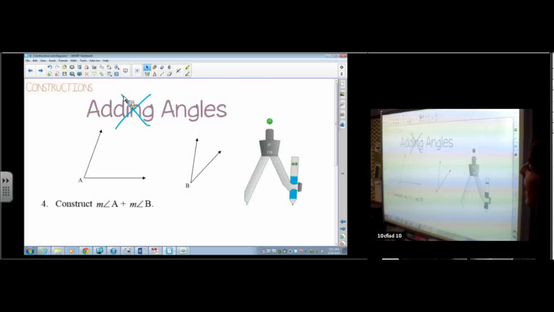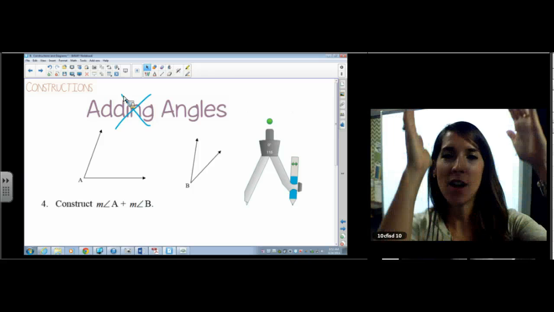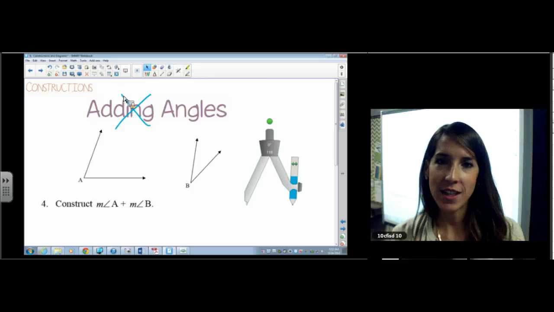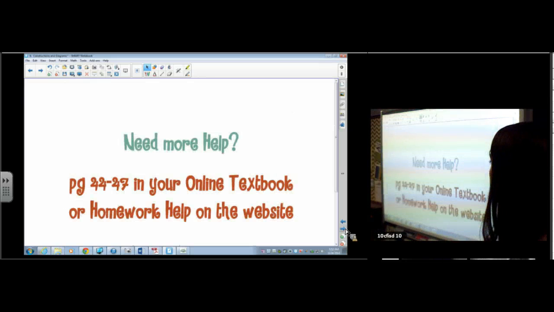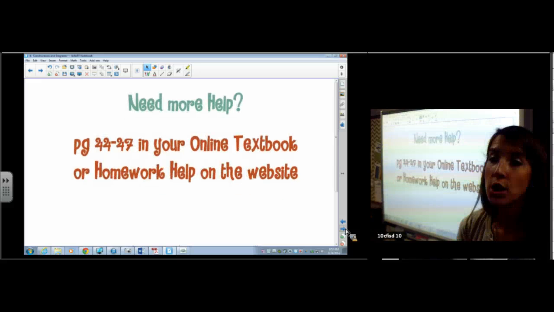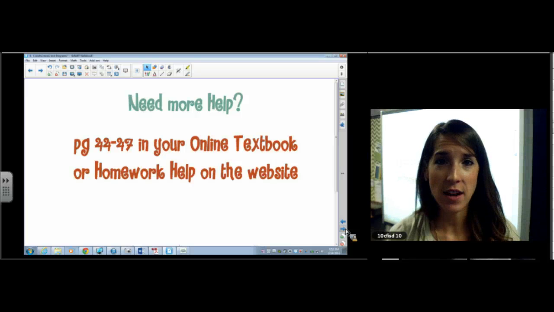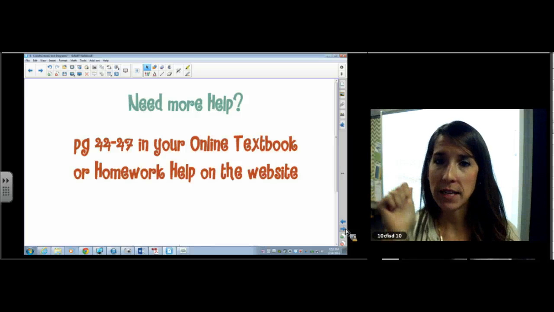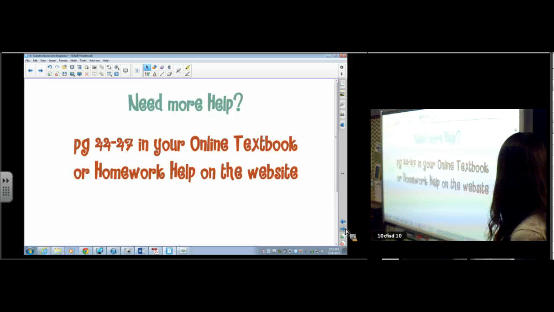You don't need to know how to add angles for tomorrow, but really you would just copy the angle, and then you would just copy the other angle adjacent to the angle you had already copied. We're not going to spend time doing that. So if you need more help, your textbook does it for you, but that's not as good as the interactive video. Those videos that the website I showed you is under my homework help, under angles. So watch those tonight if you need to.